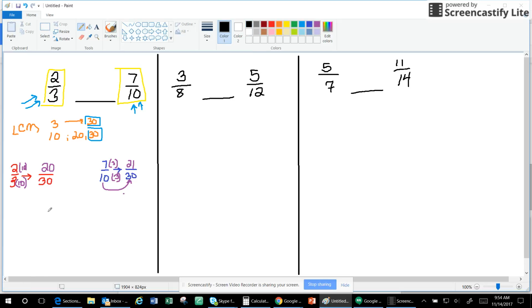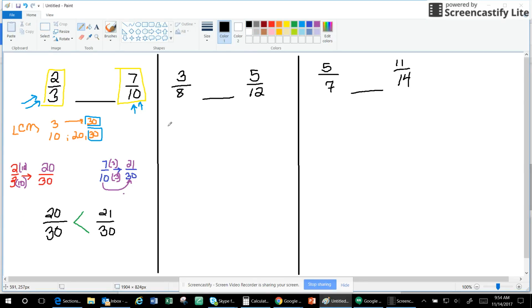So now the question is, when we compare these, what do we get? I have 20 over 30. I have 21 over 30. Which one's larger? Hopefully we're thinking 21 is bigger than 20. So 20 over 30 is less than 21 over 30. Try the next one on your own. Choose whether you think it's going to be less than, greater than, or equal to. Click continue when you're ready to check your work and work it out with me.